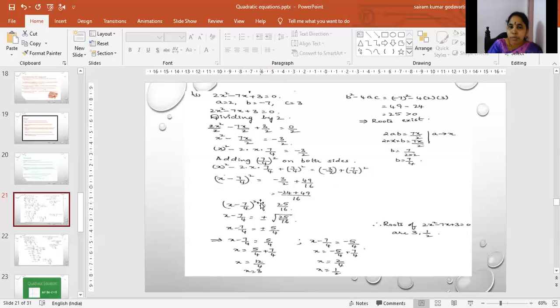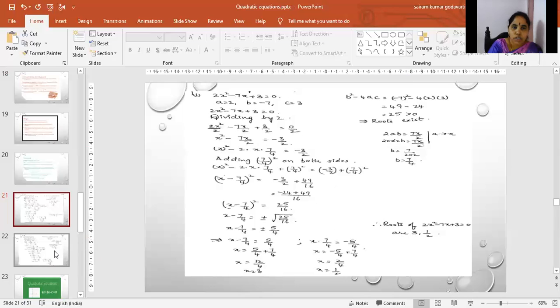Remember, it is the method of completing the square and our quadratic equation has two zeros. So if the square is moving this side, you need to take the square root with a plus or minus. So x minus 7 by 4 is equal to plus or minus 5 by 4. Clear? So now taking plus 5 by 4 once and minus 5 by 4 once, solve it, you get two values for x. So the roots of the quadratic equation are 3 and half.